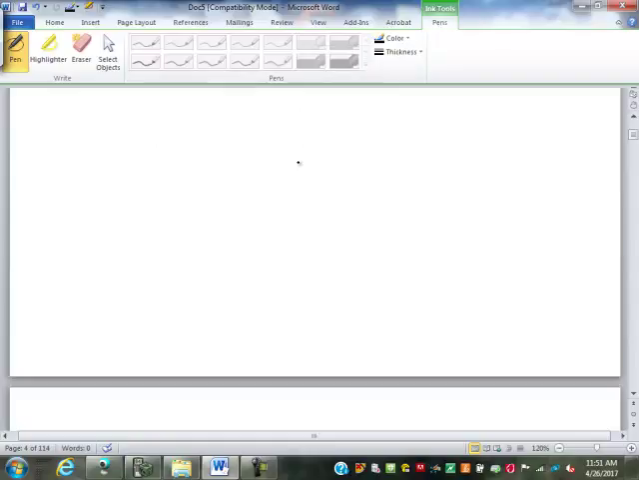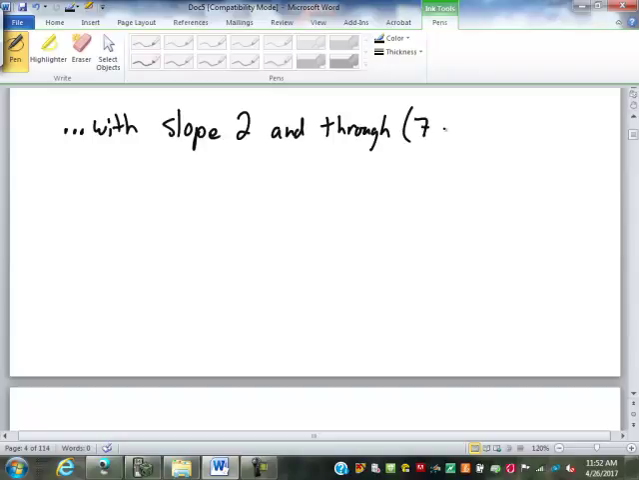We're just writing equations from given information using the fact that we know y equals the slope times x plus b is the y-intercept. Alright. So like our next example would be find the equation of a line with, let's say, a slope of 2 and goes through the point, let's do 7, 8.